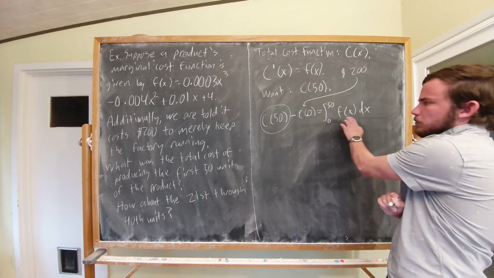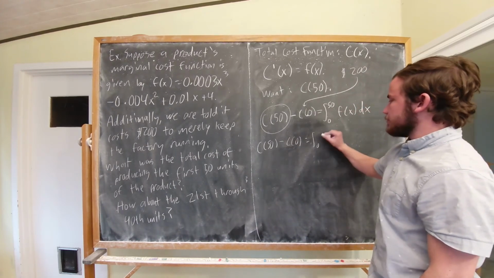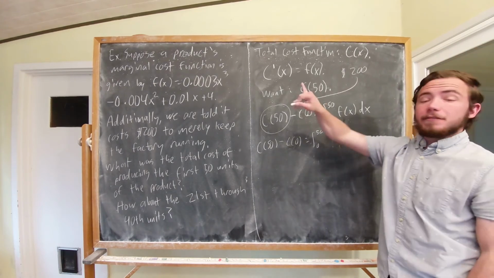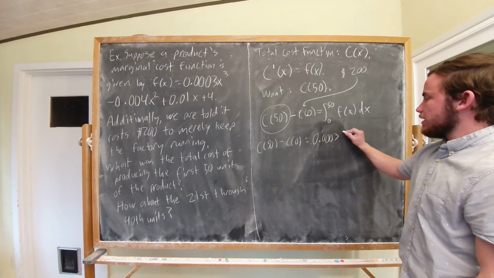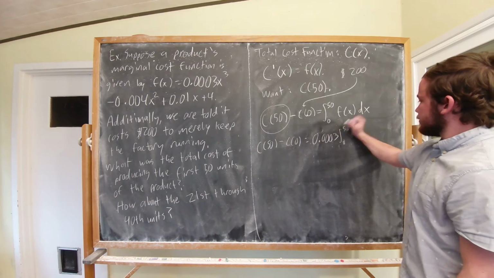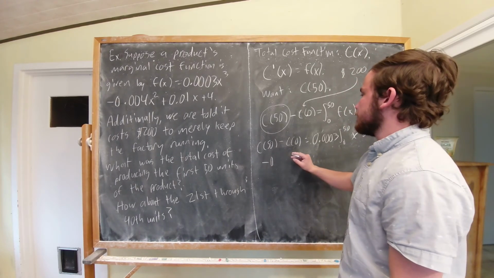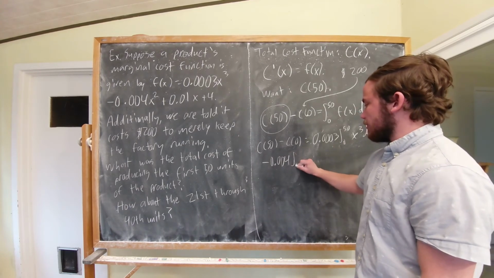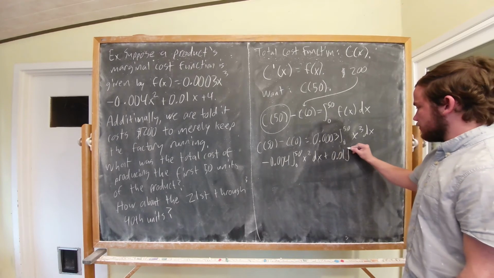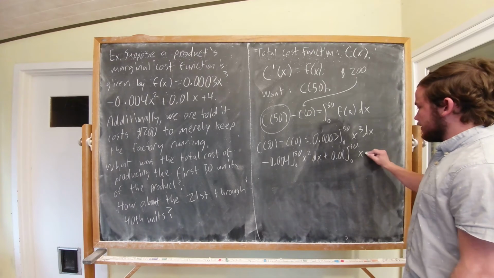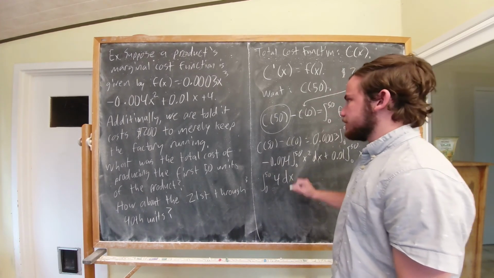So how do we compute this? Well, let's find this integral. This tells us that C of 50 minus C of 0 is the integral from 0 to 50 of, just substituting in for f of x and splitting it up, we have 0.0003 times the integral from 0 to 50 of x cubed minus 0.004 times the integral from 0 to 50 of x squared dx plus 0.01 times the integral from 0 to 50 of x dx plus the integral from 0 to 50 of 4 dx.